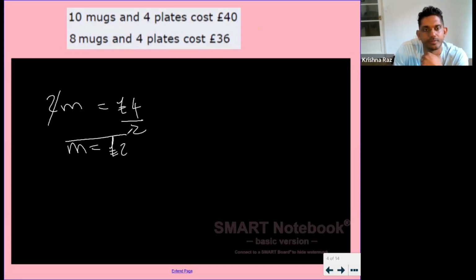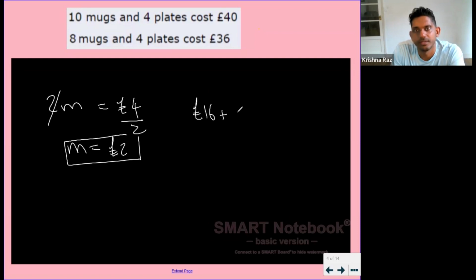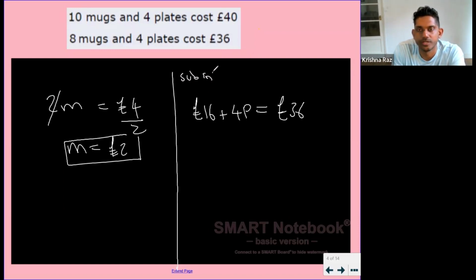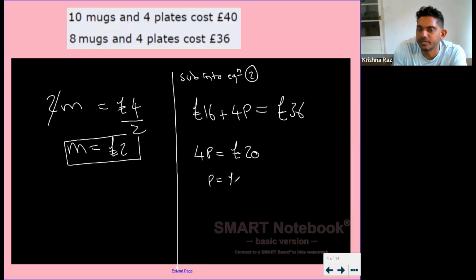Well, if a mug costs £2, if I look at the second equation, 8 mugs must have cost me £16, and plus 4 plates came at a cost of £36. So that's sub into equation 2. And we get this, yeah? Because 8 times 2 is 16. So 4 plates must have been 36 take away 16, which is £20. So each plate must be 20 divided by £4, which gives us a cost of £5.